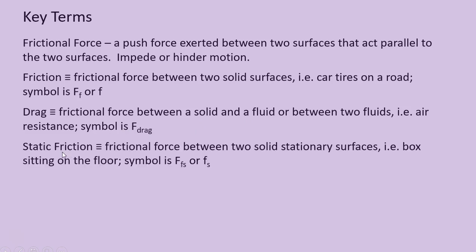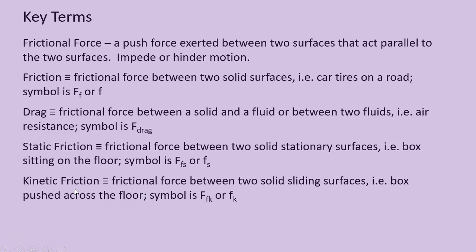And when it comes to friction, we have two types of friction: static friction, and that's the frictional force between two solid stationary surfaces, for example, a box sitting on the floor. You'll see that symbol is F sub S, and that would be a lowercase f. The other condition is kinetic friction, and that's the frictional force between two solid sliding surfaces. Note, not rolling surfaces, but sliding surfaces, such as a box being pushed across the floor.